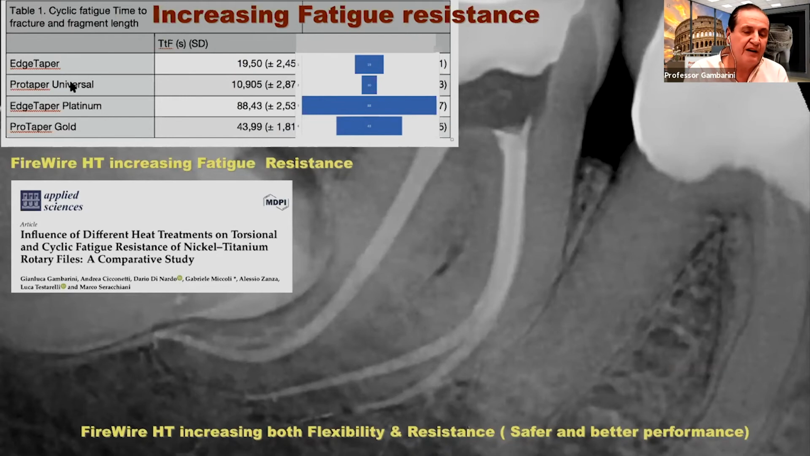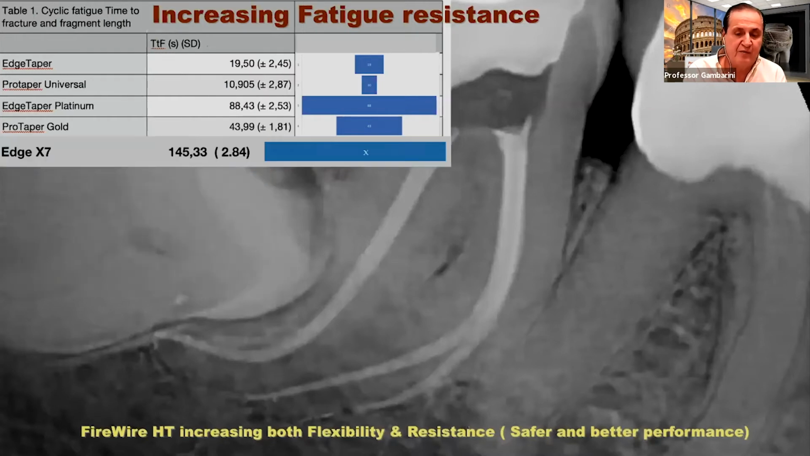So once again, we compare austenitic file, EdgeTaper and ProTaper, and heat-treated file. And if you see the resistance to cyclic fatigue, you may really understand how we can significantly increase a lot the resistance of the files, for example, the EdgeTaper Platinum, only by making an innovative heat treatment. So this is why heat treatment now is a fundamental step in the manufacturing, and the heat treatment increases very, very highly both the flexibility and the resistance for more safety and for increased performance.